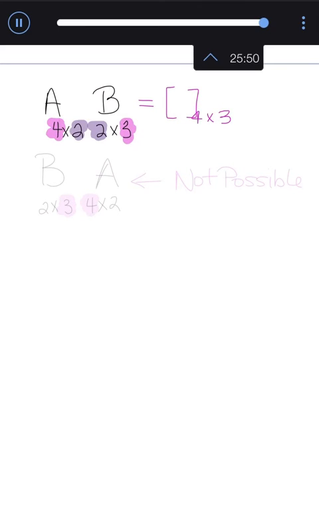But if we were to switch this around and look at B times A, again, B was a 2 by 3, A was a 4 by 2. Notice you couldn't even do this multiplication because the 2 interior dimensions, 3 and 4, don't match up. So this would not even be possible. So be careful when multiplying matrices as to whether or not it's possible.